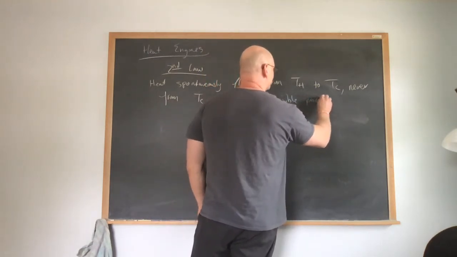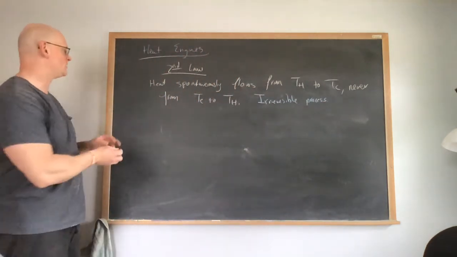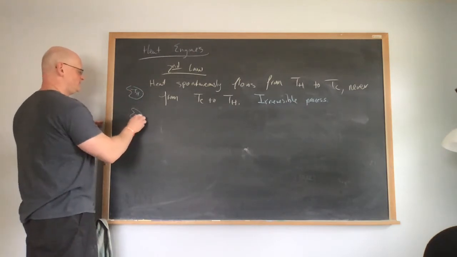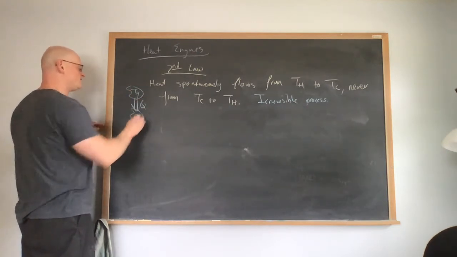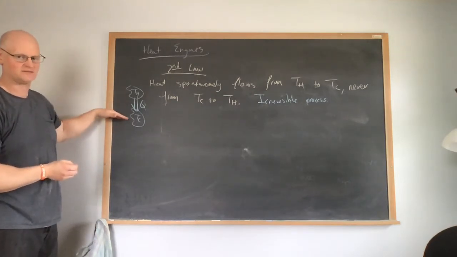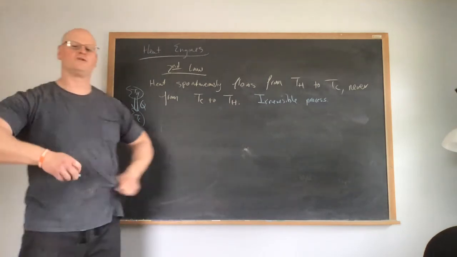So irreversible means that it goes in one direction. It doesn't go both ways. So in this case, again, if this was my T hot and this was my T cold, Q only flows in this direction, which means that this system only has activity in this direction. You'll never find it actually going in the opposite direction. So this is what we call an irreversible process.